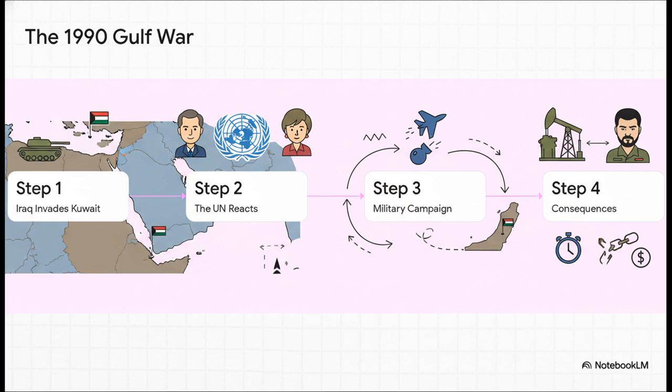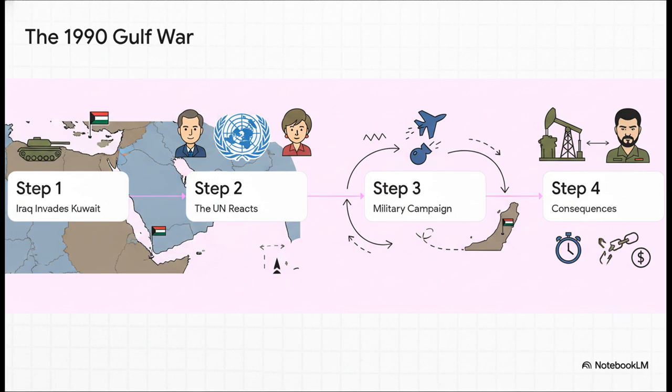So, step 1, Saddam Hussein invades his tiny, super oil-rich neighbor Kuwait, thinking it'll solve his money problems. Step 2, the UN reacts, and fast. This was a pretty big moment of international cooperation, with leaders like George H.W. Bush and Margaret Thatcher putting together a huge coalition. Step 3, the military campaign, Operation Desert Storm, is a quick success.